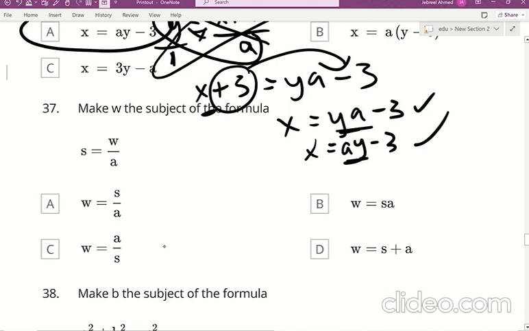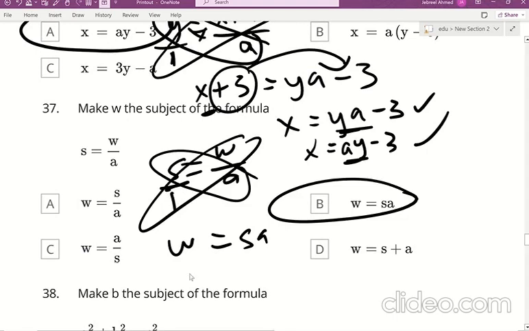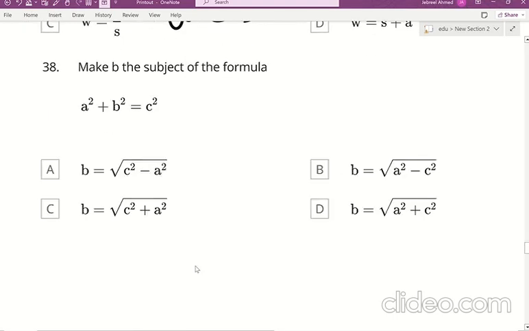Number 37, s equals w over a. I'll put this over 1. 1 times w is w. a times s is sa. So b. Number 38, make b the subject of the formula a squared plus b squared equals c squared.